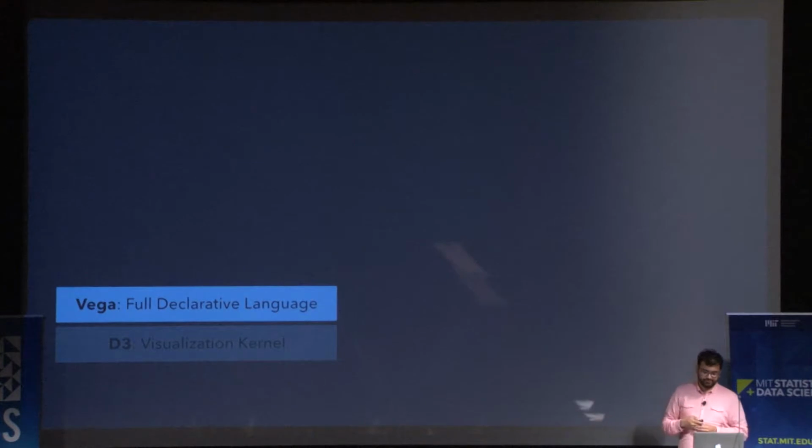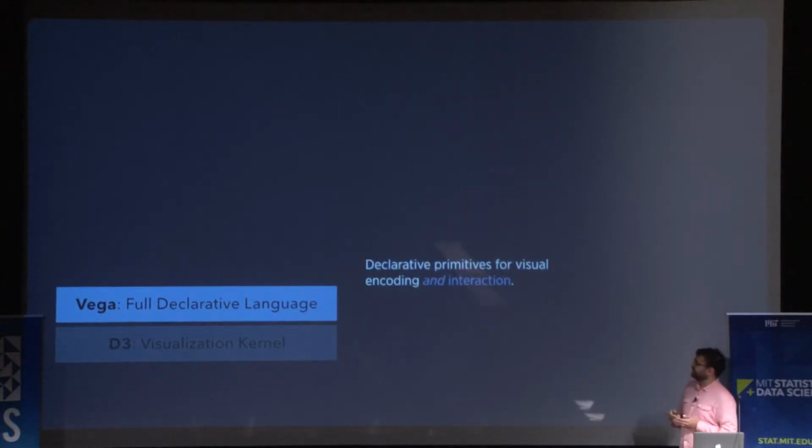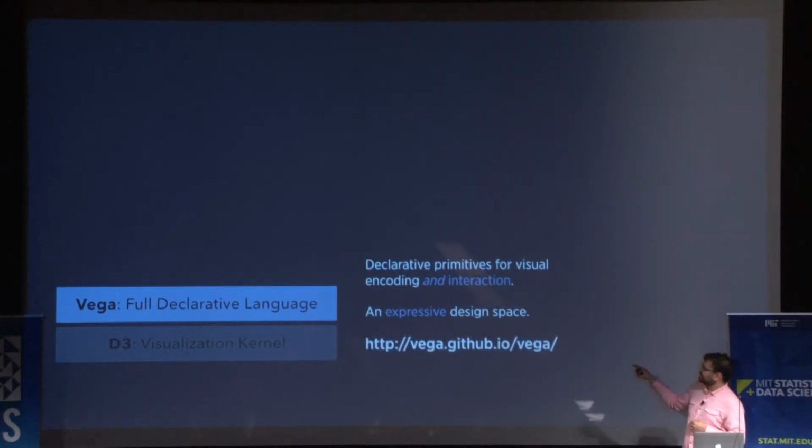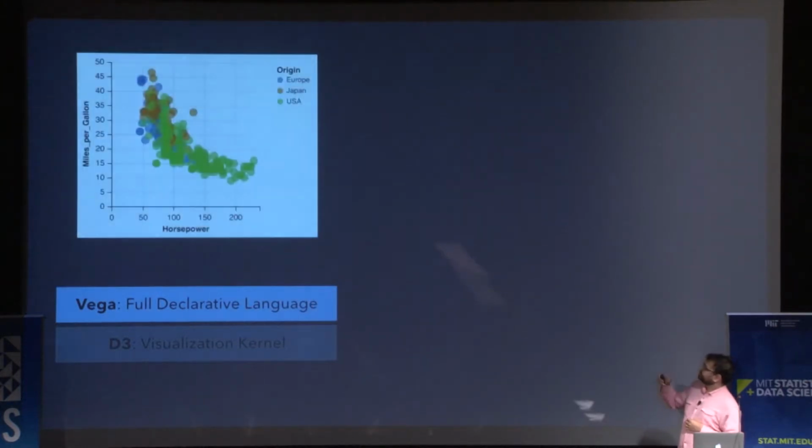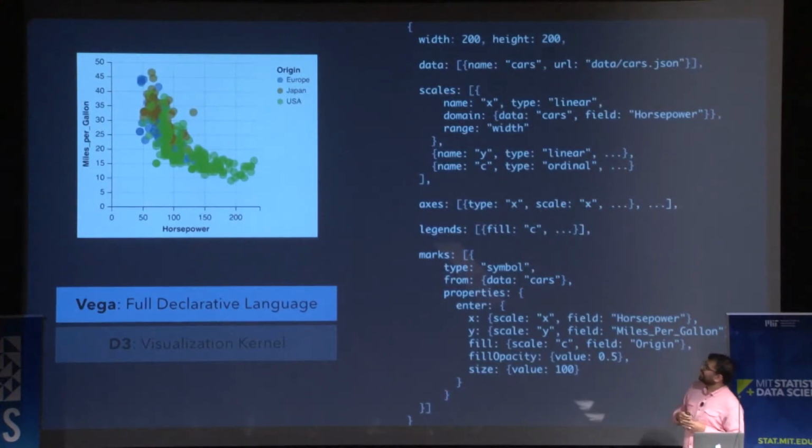The first is called Vega, a fully declarative language for encoding and interaction. And it gives us a very expressive design space. And all the stuff I'll be talking about is open source at various URLs throughout the talk. So to create a simple scatter plot, here is what a Vega specification looks like. It's essentially a JSON blob.